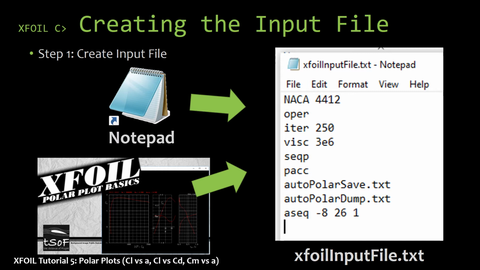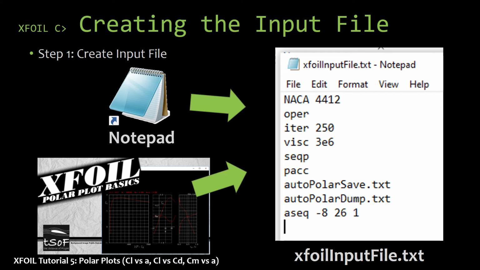And after that, type in PACC, P-A-C-C, right? That's polar accumulation. Because we're doing this sequence plot and trying to create a polar, we need to specify that we're collecting all the points of the polar, not to just throw away the last value as we're calculating the current value. And then, of course, the polar accumulate command gives you the option of saving 2 files. You are going to have to do that when running from an input file.